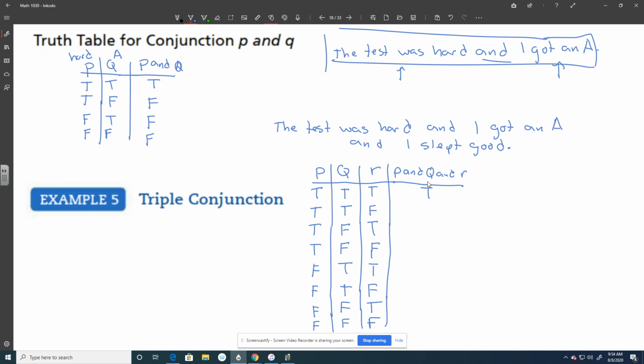The rest of these, true, true, false, doesn't match my statement. So that makes it false. True, false, true, that's false because they're not all true. So all of these are going to be false because they're not all true. That statement is false unless all of them are true. So that's called a triple conjunction.